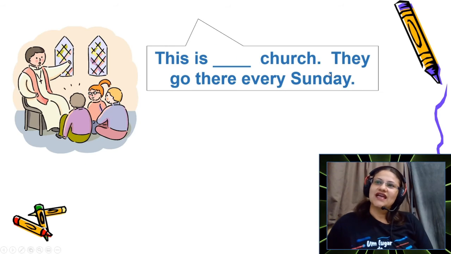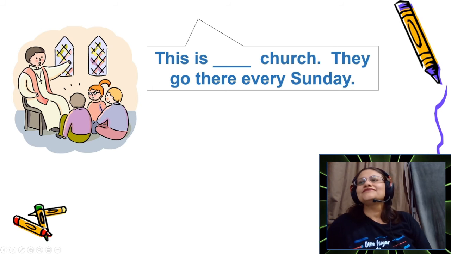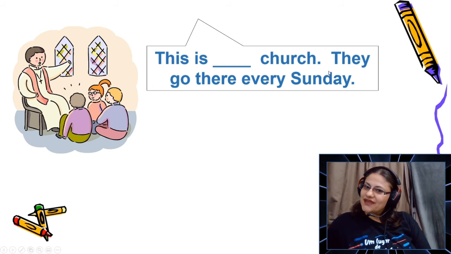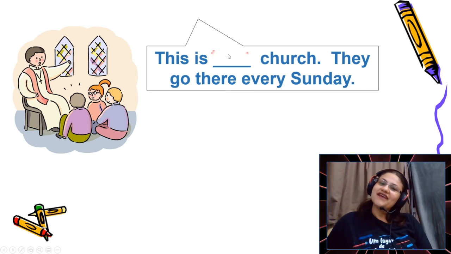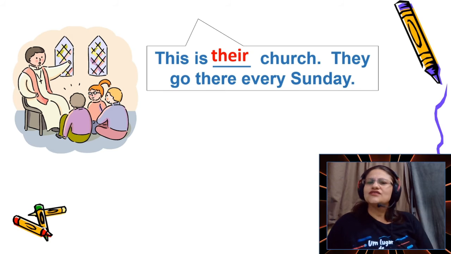Guys, I have here a priest and children. So this is church. They go there every Sunday. So look at the noun. The subject pronoun here is they. And the possessive adjective for they is their. This is their church. They go there every Sunday.